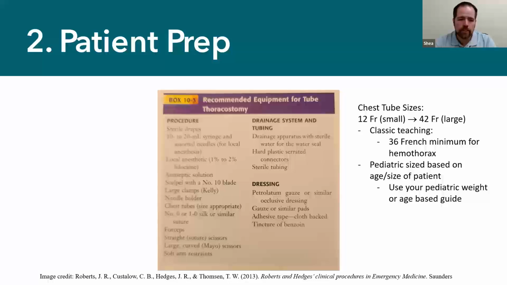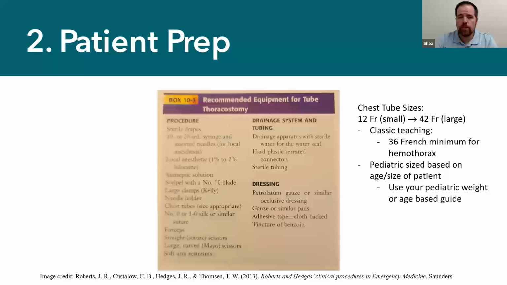Obviously, I'm not going to read this list to you, but you need a ton of equipment to make this done sterilely and appropriately so you can have the best safety for you and for the patient. Don't forget about your drainage system so you have something to plug it into, and having your nursing or other department staff available to help you with this. This is not a single person job. This is a team job. You need at least one other person to help connect everything and have that second set of hands.